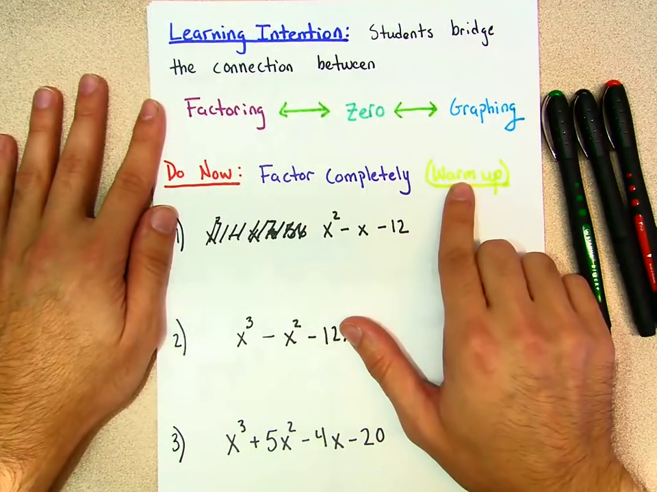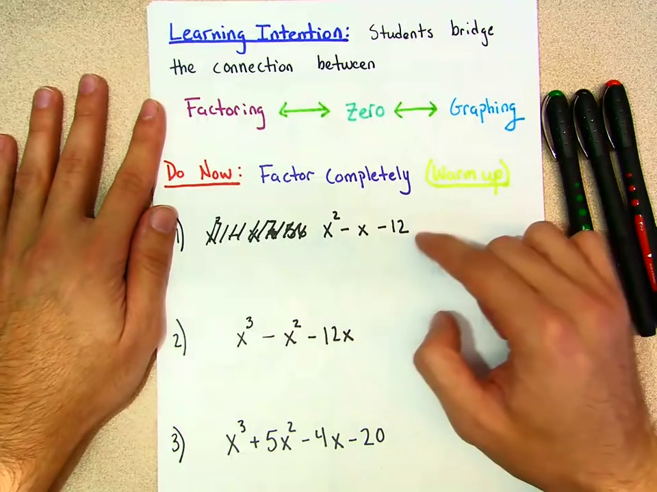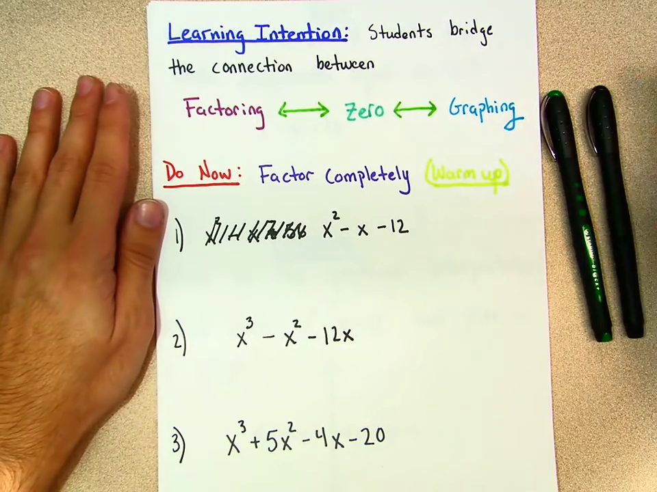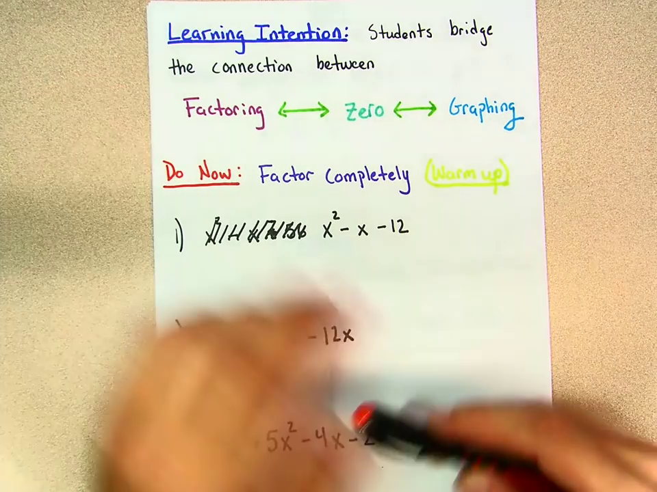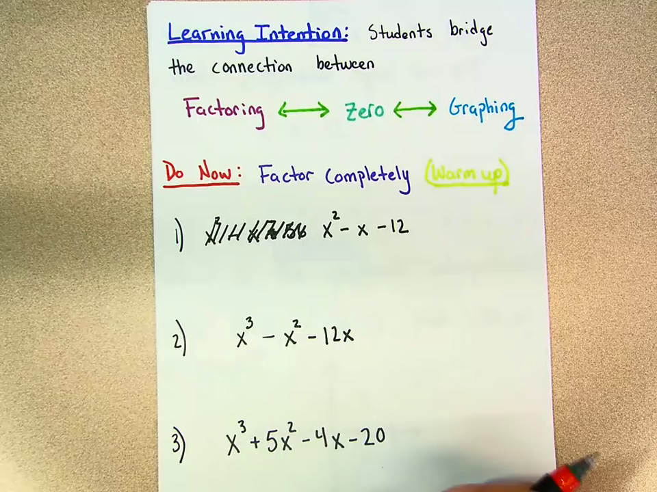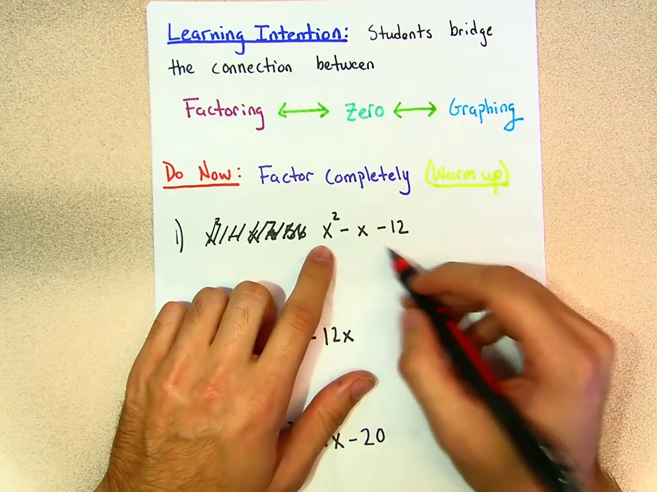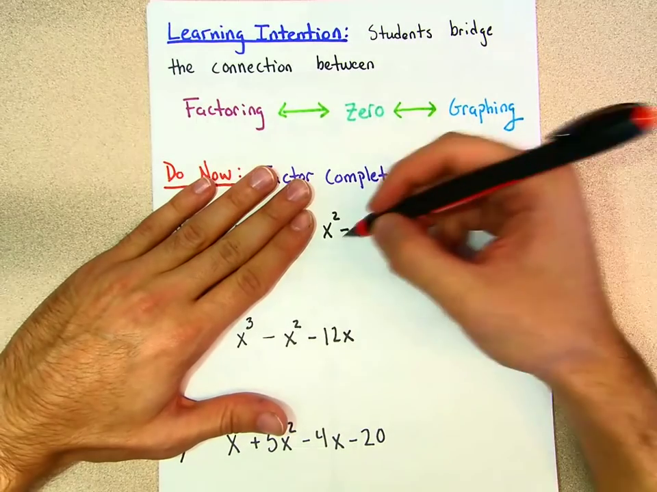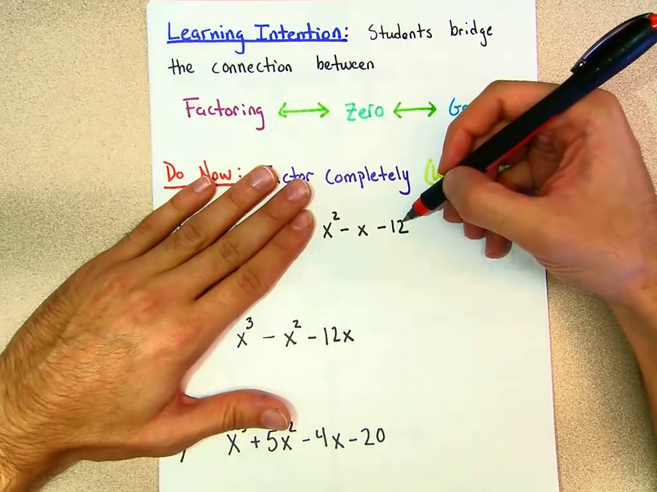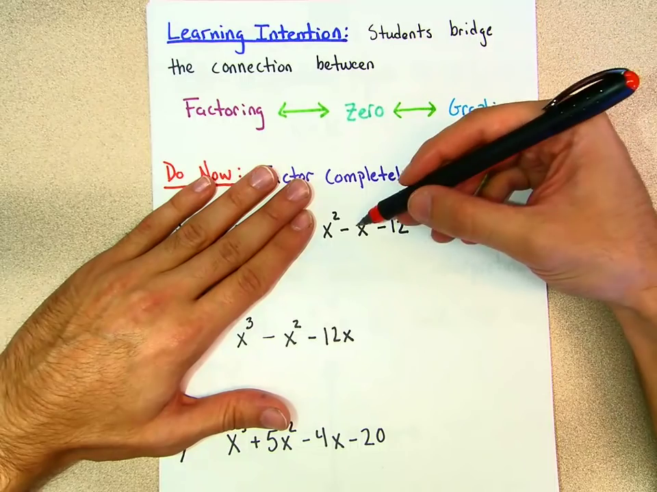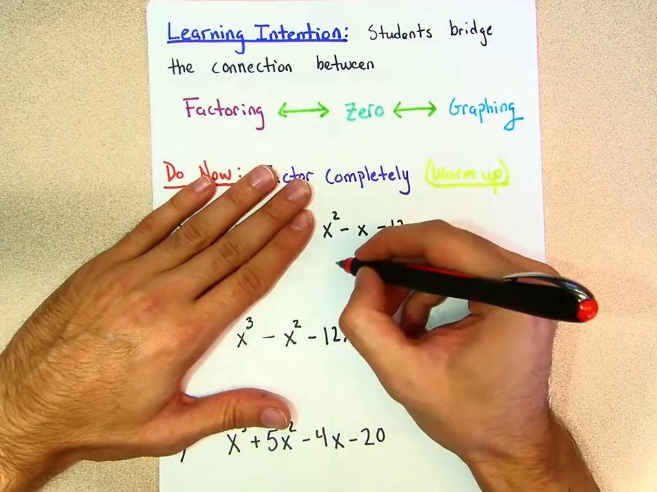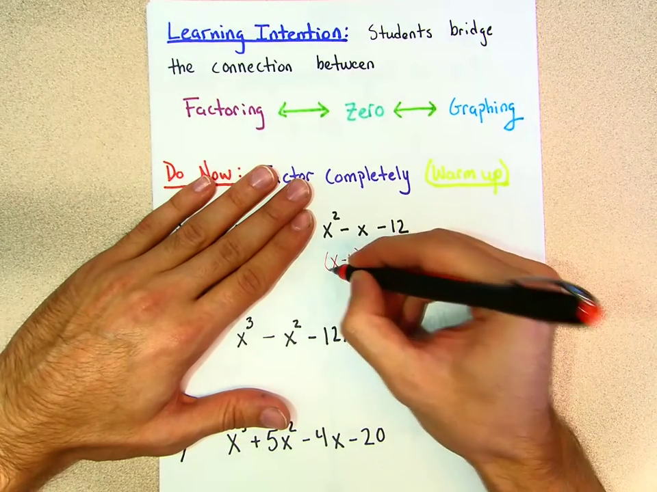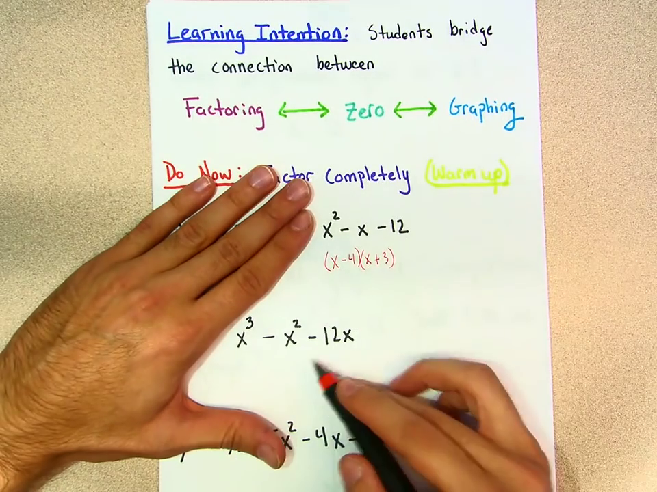So what I want you to do for a warm-up is factor completely these 3 polynomials, okay? Try and pause the video and do it by yourself, but if you want to see how it's done, let's see. For the first one, can we factor out a GCF? No. So then here, what's our rhythm? What 2 numbers when you multiply give you -12, but when you add give you -1? It's going to be x minus 4, x plus 3. Boom, done.